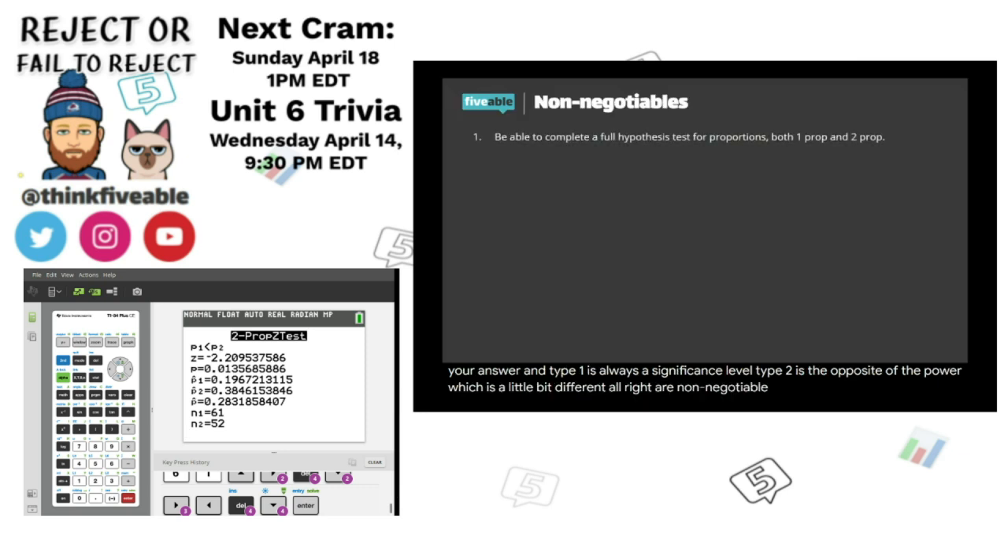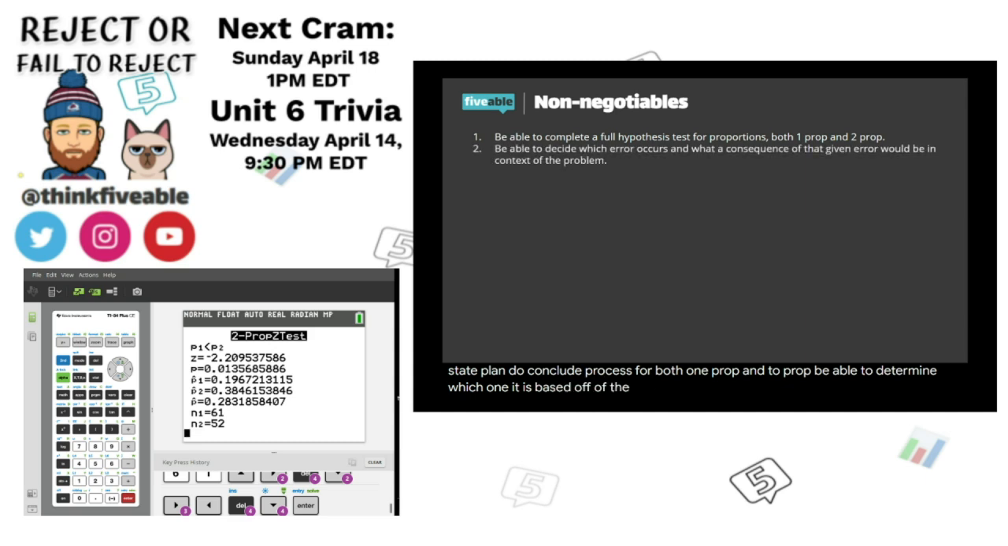All right, our non-negotiables. Be able to go through that full state, plan, do, conclude process for both one prop and two prop. Be able to determine which one it is based off of the context in the problem. Be able to decide which error occurs. Reject, type 1. You failed to reject, type 2. And they always like a consequence of that error just to get you thinking outside of just math, in terms of the big picture of the problem. Be able to interpret the p-value. Remember, assuming the null is true, the probability of getting my sample is this. And the difference there, conclude the test. That's where you compare it to the significance level. Two different answers there. They get cross-pollinated a lot. But pay attention to the vocab. Is it asking you to interpret the p-value or conclude the test based on the p-value?